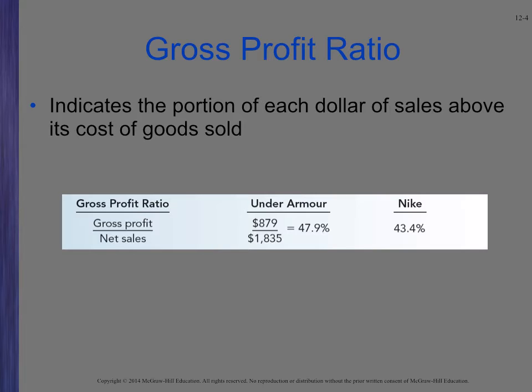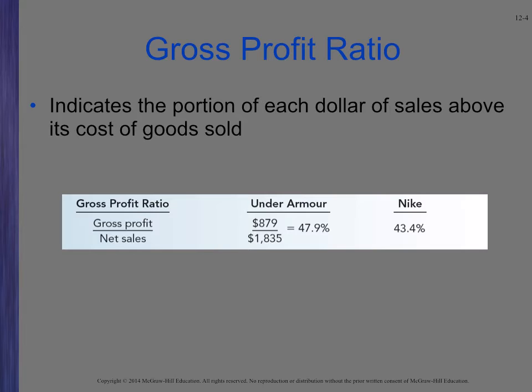Gross profit is net sales minus cost of goods sold. So we find the gross profit as net sales minus cost of goods sold, and then we divide this number by the net sales. In other words, to be able to find the gross profit ratio, I should also give you the values on net sales as well as cost of goods sold. Gross profit ratio varies by industry.